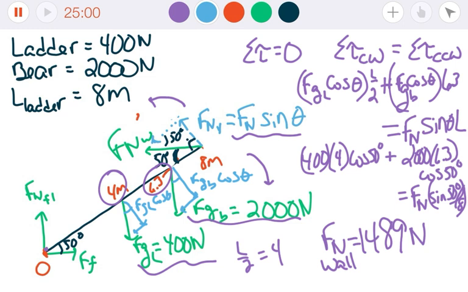The problem asked for two more things. It asked for the coefficient of static friction down here, and it also asked you to find the normal force from the floor. So now it just becomes a forces problem like before. So let me clear all these markings.